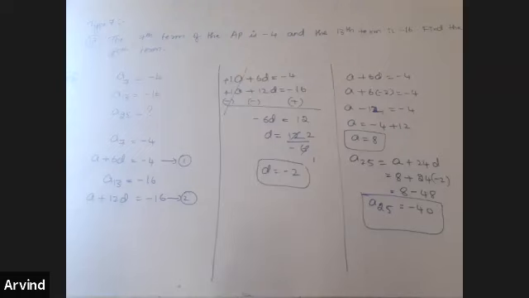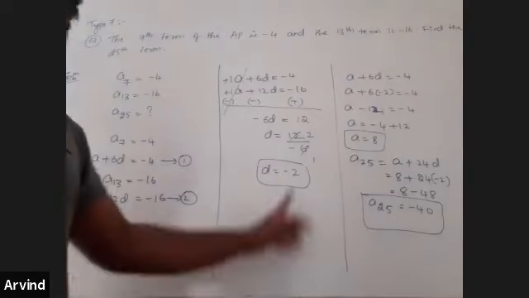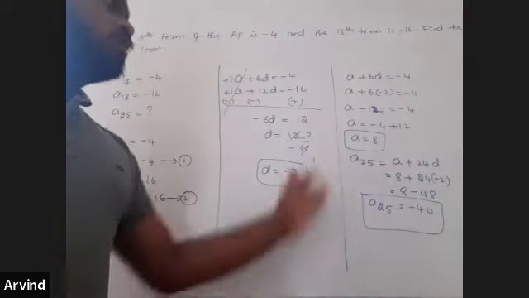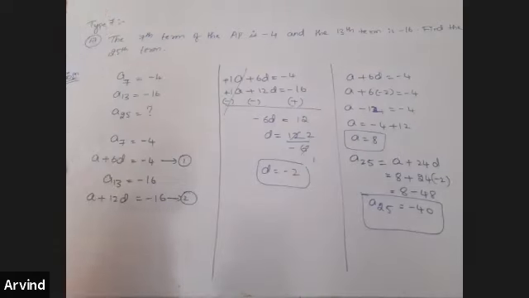Is it clear? So when you don't know the value of A and D, you will get two equations. Solve by elimination method, you will get the value of A and D. Once you get the value of A and D, you can find any term you wish. Yeah, is it clear? Please do it. I'll give you certain problems now. If you finish, just wait.